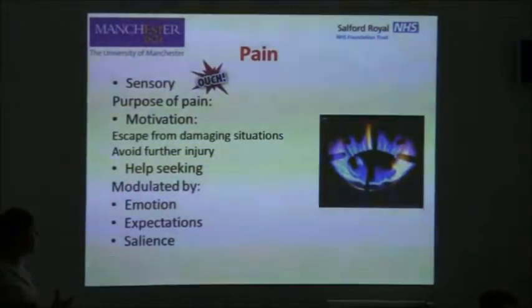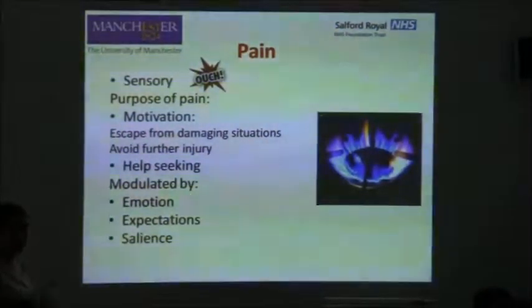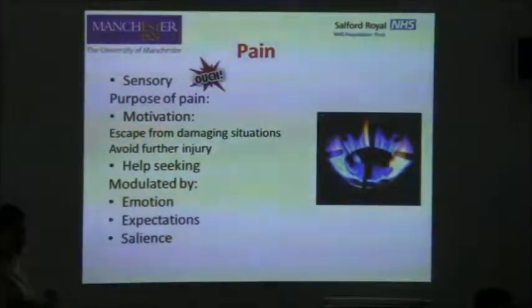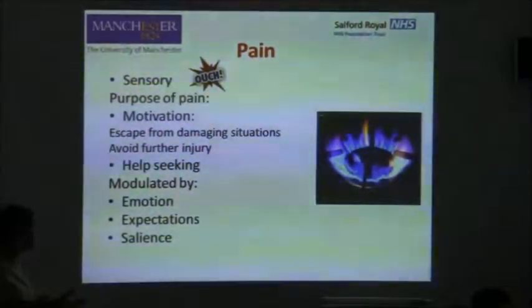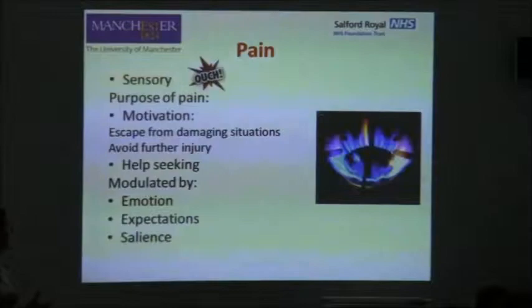Another driver that pain has is actually to push us to seek help. So if we burnt our hand on the hob, we might go, ow, this really hurts, and somebody else might help us to put it under a cold tap or whatever. And these are all adaptive functions of pain that help us to survive. Pain is also modulated by many things. So firstly, emotion. If we're feeling very anxious and we experience pain, that pain will be much worse than if we're feeling very calm and relaxed about the pain.